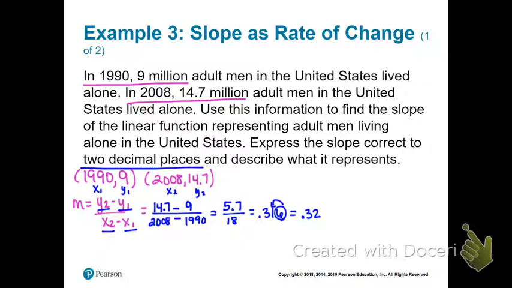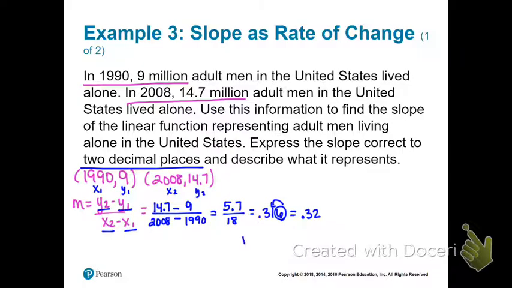It said, and describe what it represents. Well, what were our y's? Our y's were that 9 and that 14.7. So that is the number, in millions, of adult men in the United States living alone. What were our x's? Our x's were 1990 to 2008. That was our years, okay? And my slope is positive.